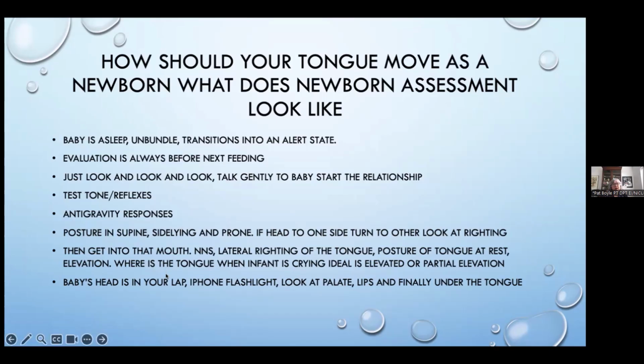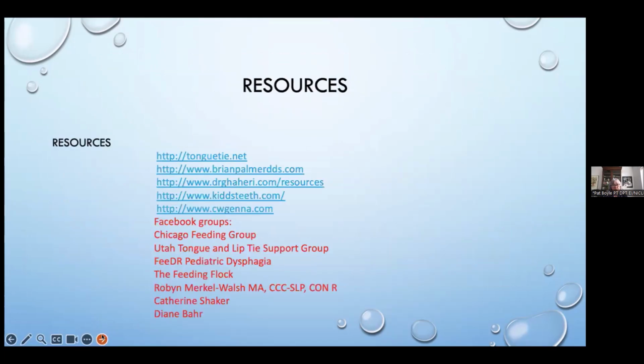And then with the baby's head in my lap, I really get in there and I look at the palate, I look at the lips, and finally under the tongue. And they hate it. But you have to dig. You have to get in there and dig. And generally, it's the dad holding the flashlight and me digging.